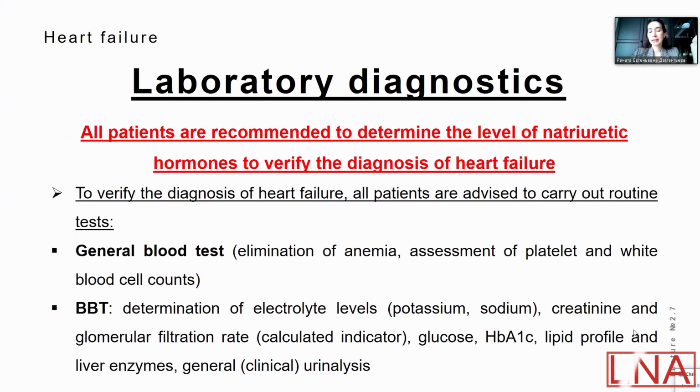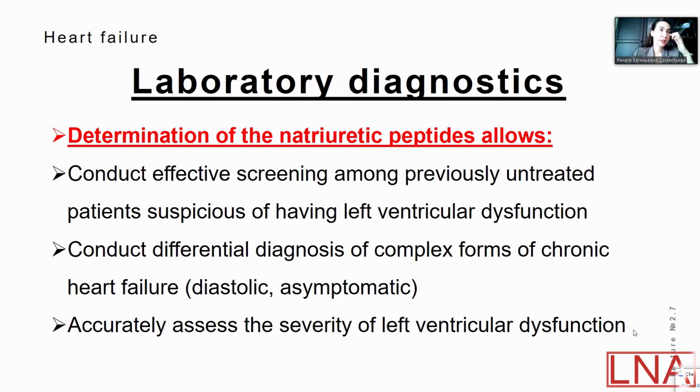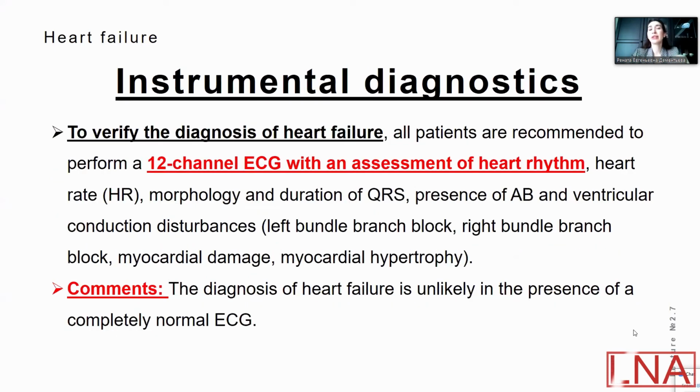Laboratory diagnostics: atrial natriuretic and brain natriuretic peptide, and some other concurrent laboratory tests. Instrumental diagnosis. Usually we start from the simple to the difficult. To verify the diagnosis of heart failure, all patients are recommended to have an ECG with assessment of the heart rhythm, heart rate, morphology and duration of the QRS complex, presence of atrioventricular and ventricular conduction disturbance, left bundle branch block, right bundle branch block, myocardial damage, and myocardial hypertrophy, signs of all these problems.